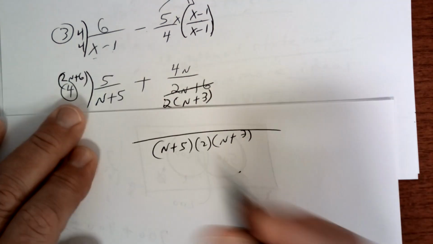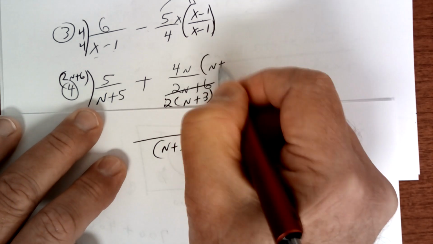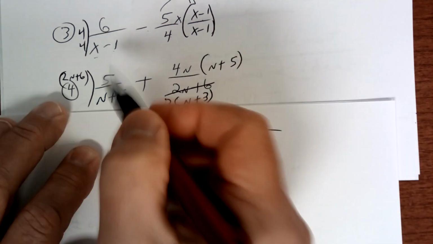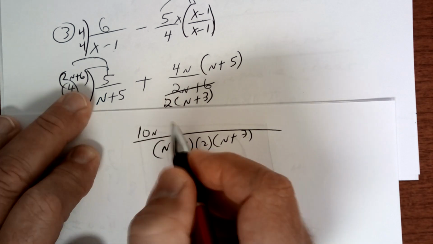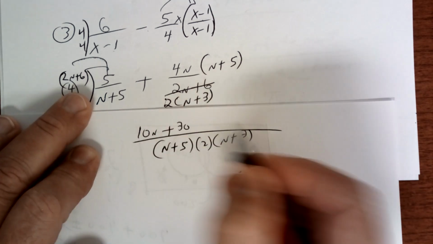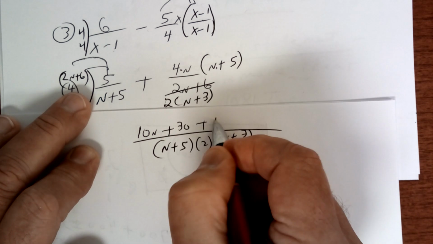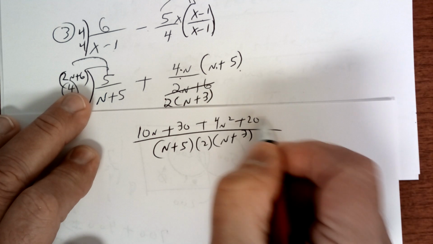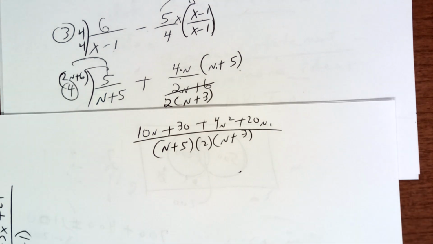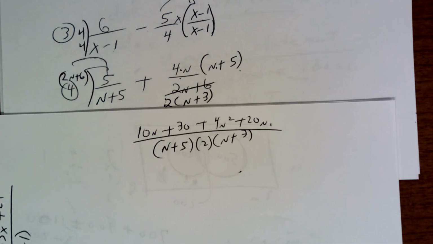On this one, you're missing the n plus 5. So you're going to distribute here, and you're going to get 10n plus 30 plus 4n squared, and then that gives you plus 20n. These are a little harder because you have to have the same denominator. And now you combine like terms, and you're finished.